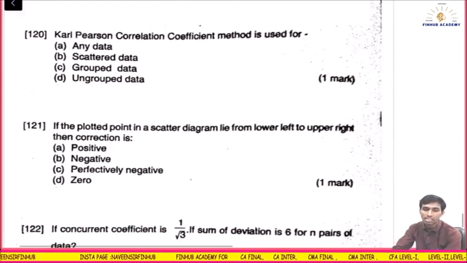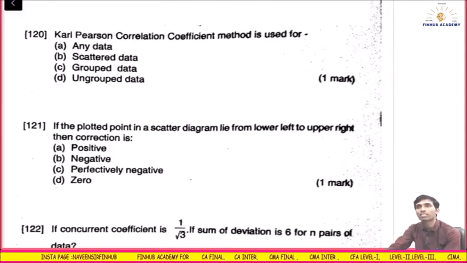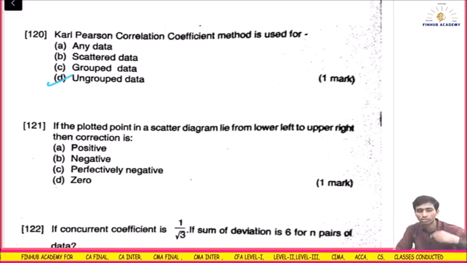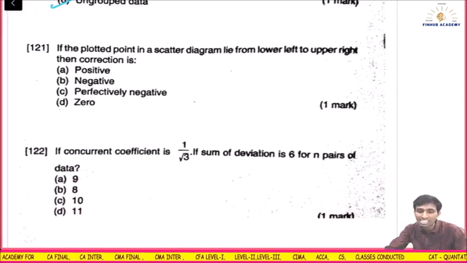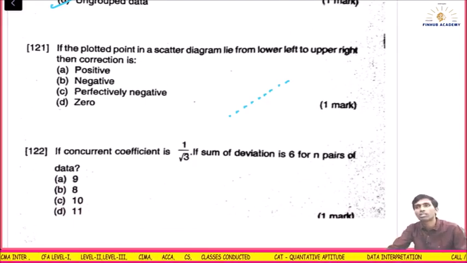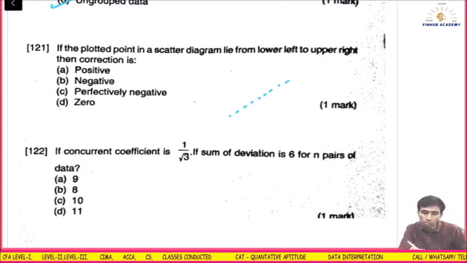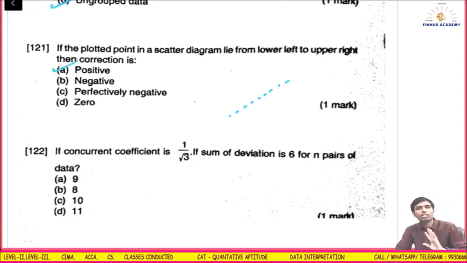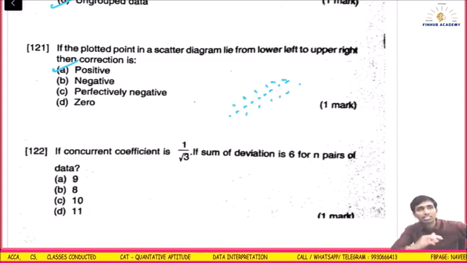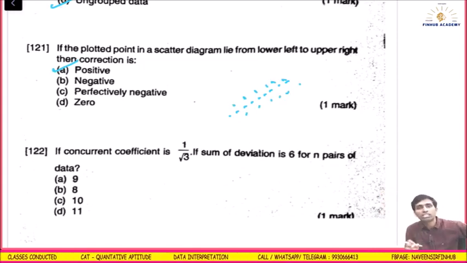Next, the Karl Pearson correlation coefficient method is used for what? It is used for only ungrouped data. If it is a class and all, you can't apply the Karl Pearson correlation coefficient. If the plotted points in a scatter diagram lie from lower left to upper right, then what is the correlation? If plotted from left to right it's upward, it's only positive. Not perfectly positive or anything. If it is a straight line, then perfectly positive. They have not said it's a straight line, so it's going upward. So it's positive.